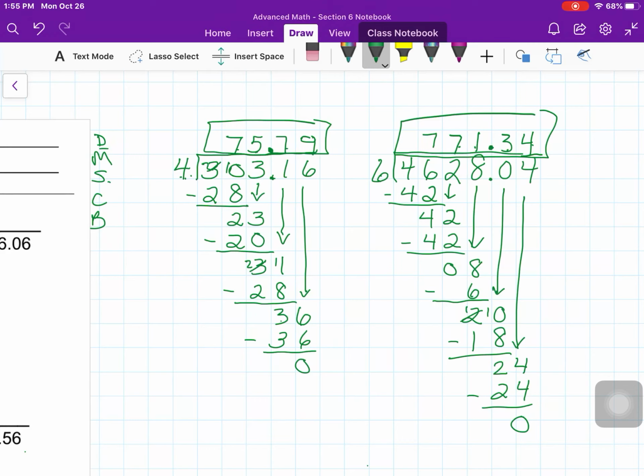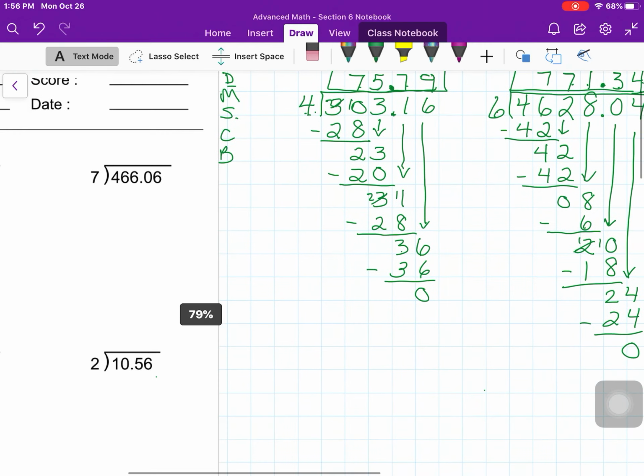Very important to line every number up. Very important to remember our decimal in the answer. And very important to know our multiplication facts. Otherwise, this takes us a really long time if we have to use a multiplication chart.